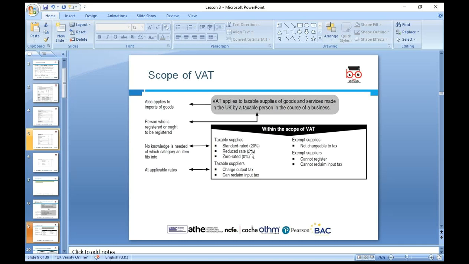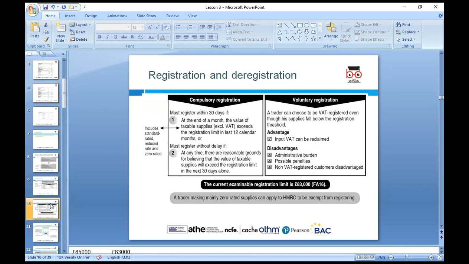So taxable supply: we charge output tax and can claim input tax. Exempt supply is not chargeable to tax. Exempt cannot be registered and cannot be reclaimed as input tax, because it's exempt. You're not paying it, so you can't claim it either.